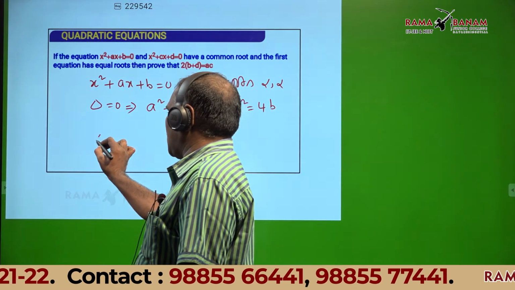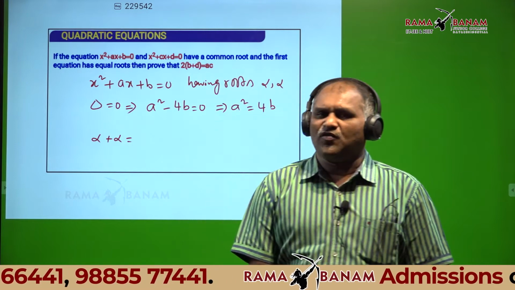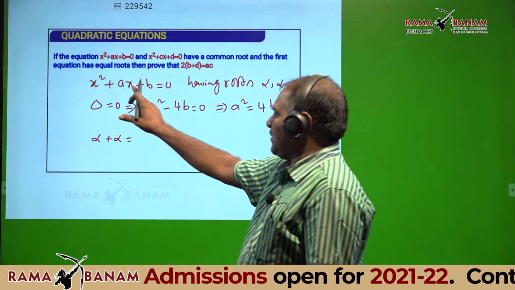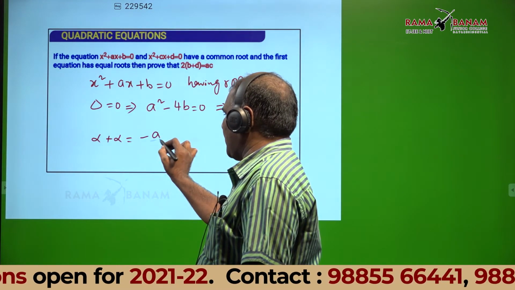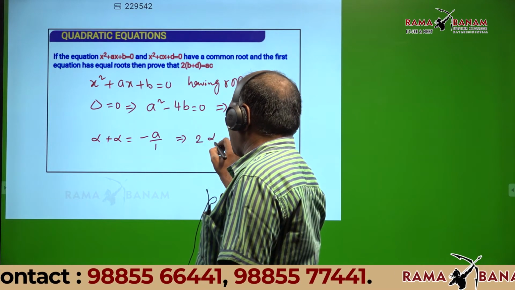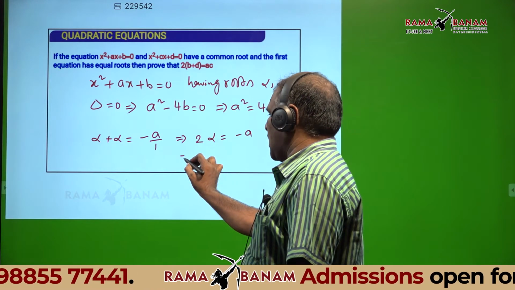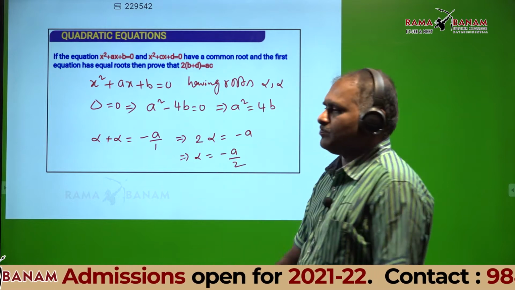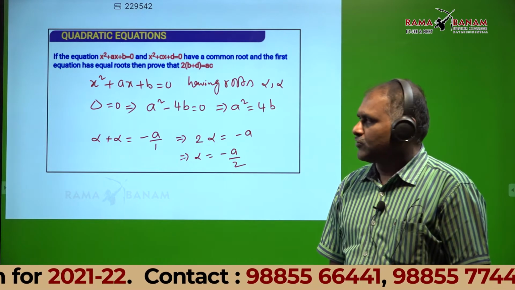What is the sum of the roots? Alpha plus alpha. What is the formula? Minus b by a. But in place of b we have a, and a is 1. So minus a by 1, which implies 2 alpha is equal to minus a. So alpha is equal to minus a by 2.